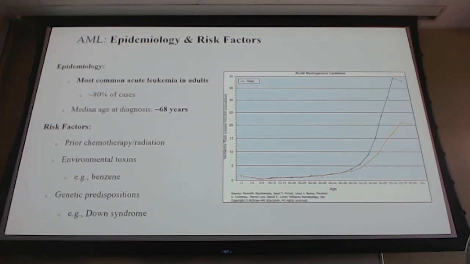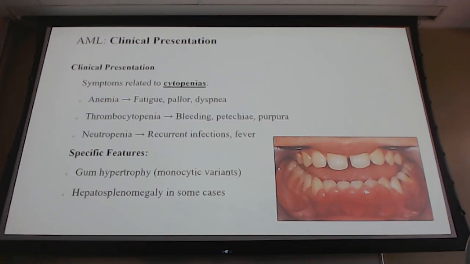Genetic predisposition, so Down syndrome, higher likelihood of developing AML as well. Then clinical presentations, again, those cytopenias, right? So cytopenias, we specifically think about RBCs, that anemia. So they're going to have that fatigue, pallor, dyspnea, very generic, kind of vague symptoms. Thrombocytopenia, bleeding, petechiae, purpura, right?